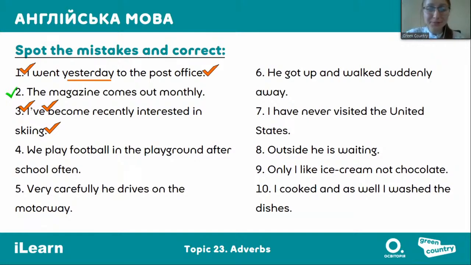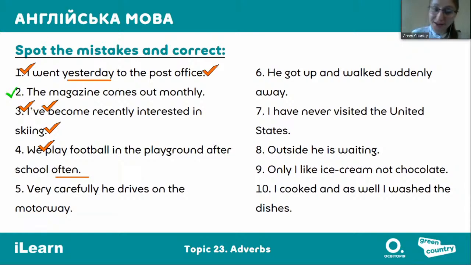We play football in the playground after school often. Oh, sorry for my reading. We play football in the playground after school often. Значення нам зрозуміле, але граматично тут є помилка, правда ж? Often – це такі короткі слова, short adverbs of frequency. Да? Їх так ще називають short adverbs of frequency. Where do we put adverbs of frequency? Найправильніше, ви ніколи не помилитесь, якщо ви поставите куди його? Перед чи після головного дієслова? Often, we often play football. Перед головним дієсловом. Great.